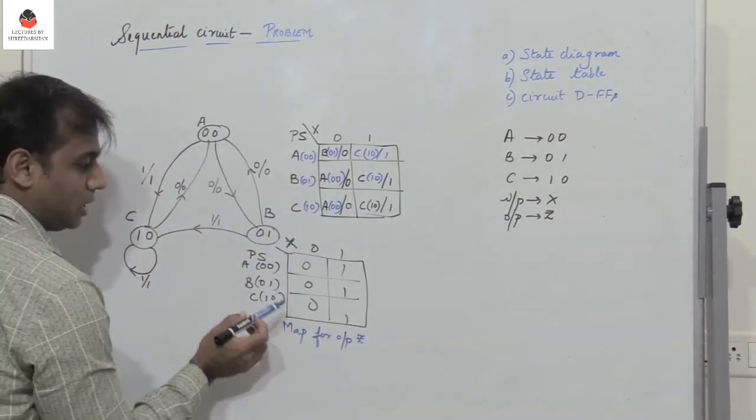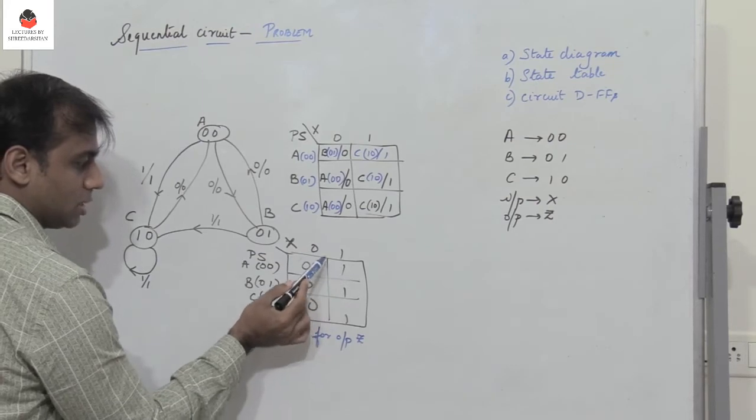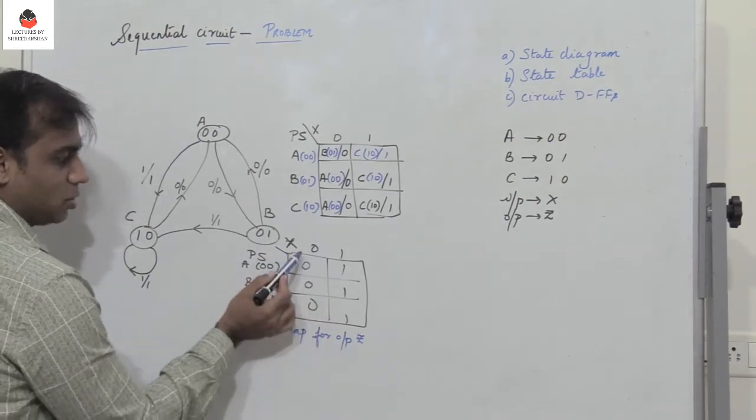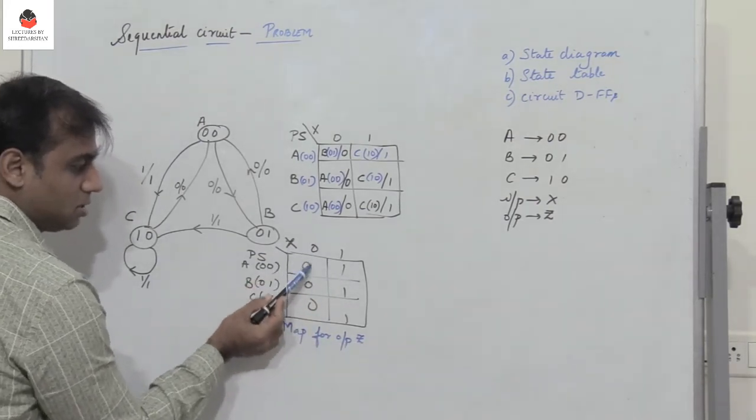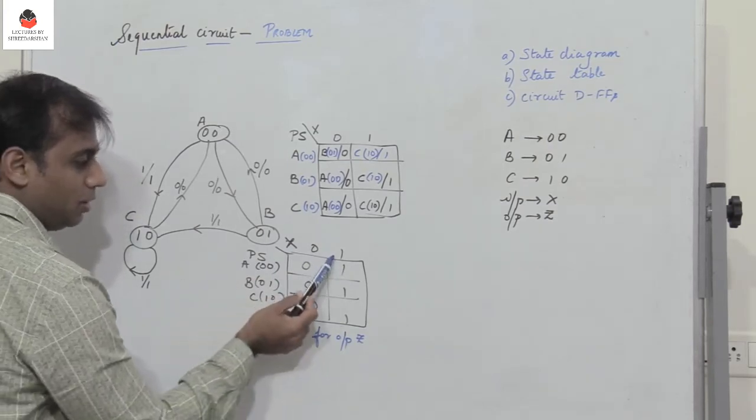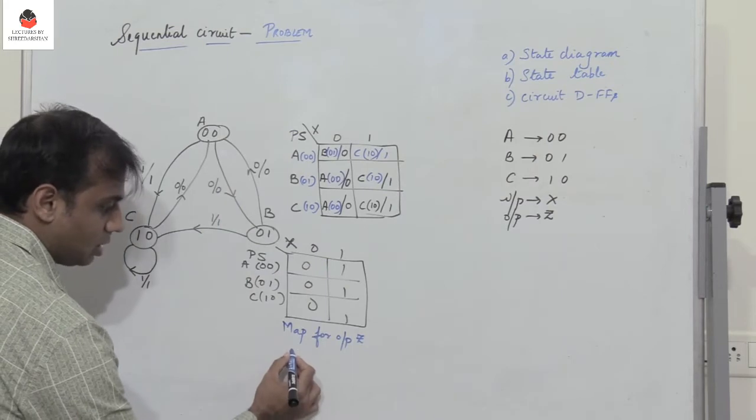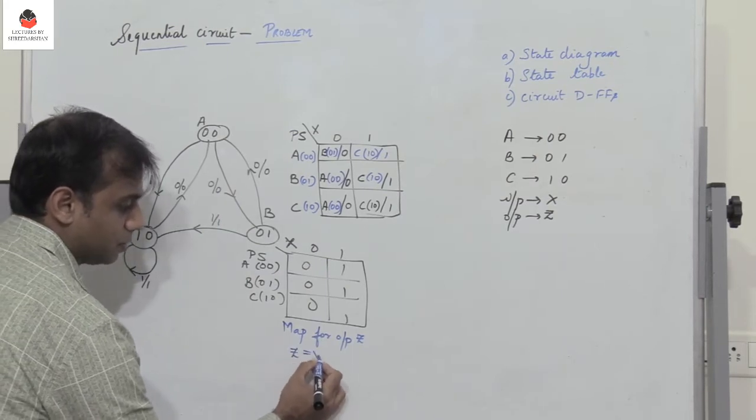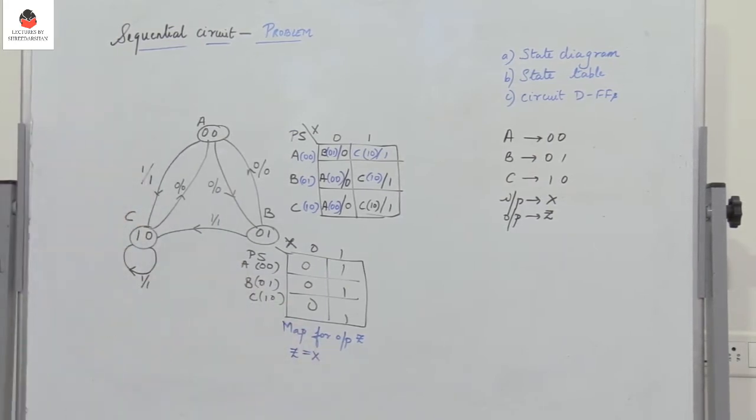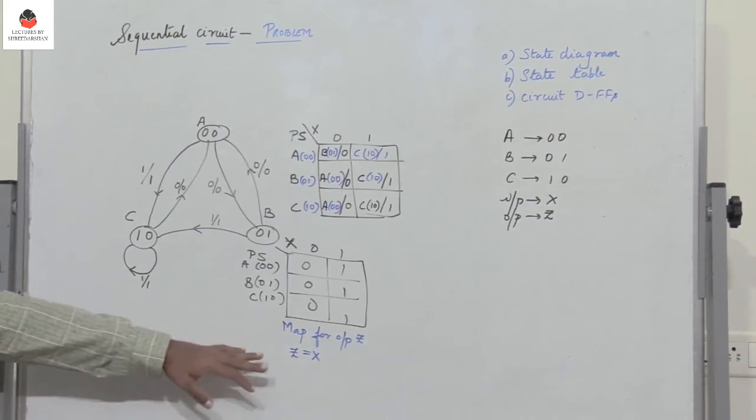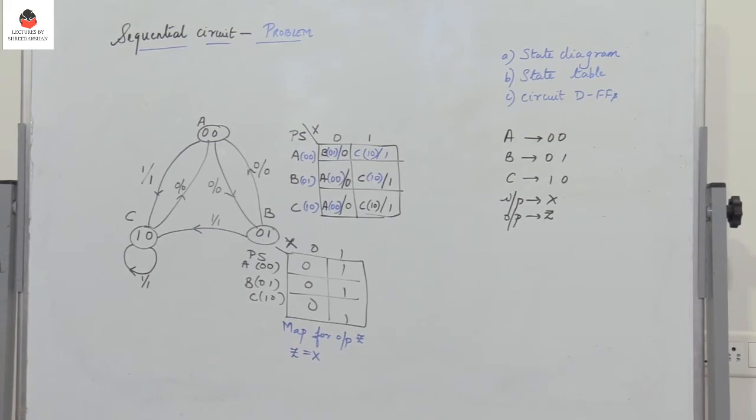Now we observe that the output Z is nothing but X. If X is 0, Z is 0. If X is 1, Z is 1. So the output Z is nothing but equal to X, right? So this is an important result that we get. So we need two other results.